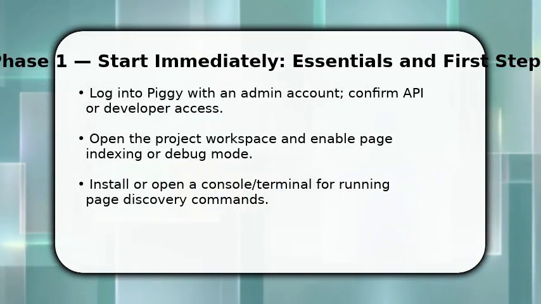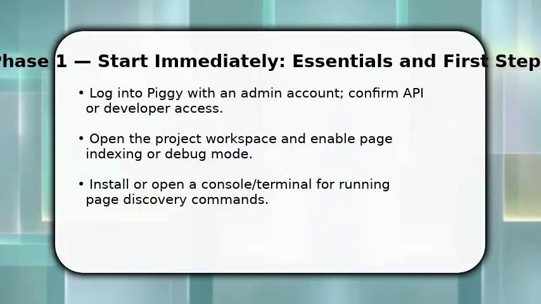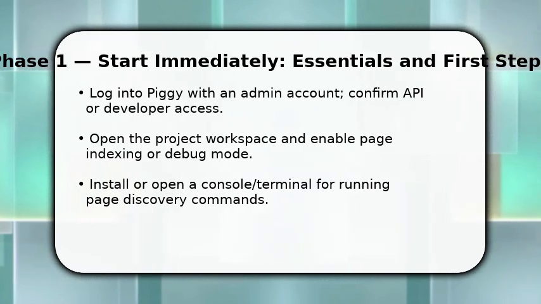Now run an initial discovery command or use the UI list view to pull the first set of pages. This gives you a baseline of entries and reveals paging or filtering rules you'll need next.